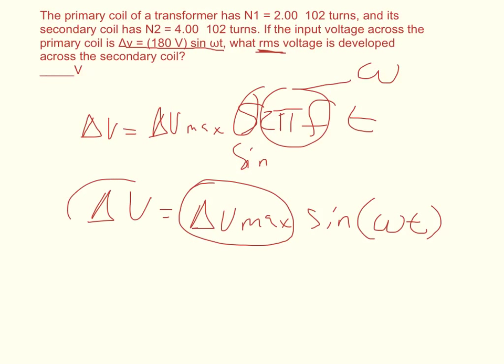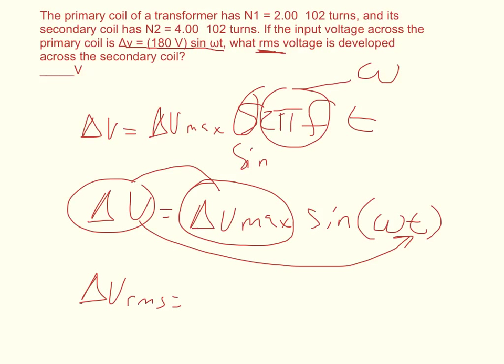So if you wanted to find delta V at some time, you could use this equation, but you would have to know what that time was. So in other words, it's telling us our maximum voltage is, in my case, 180 volts. And then it wants the answer in RMS voltage. So we got to do the primary RMS voltage. Delta V RMS is equal to delta V max divided by square root of 2.